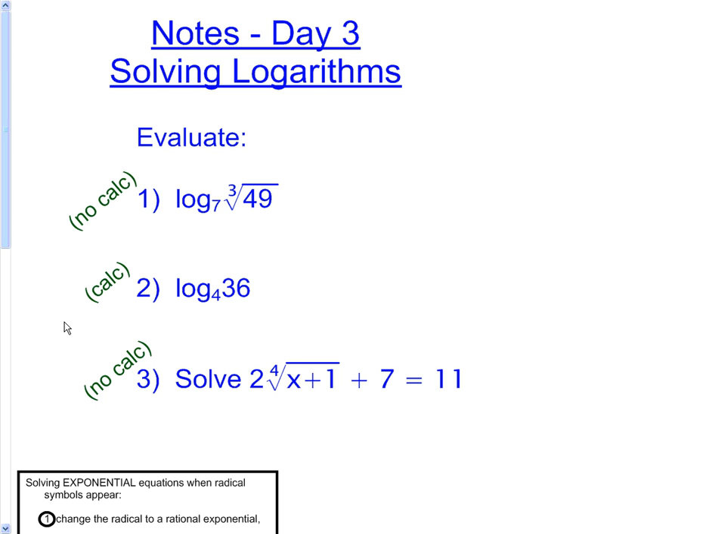Okay, so today we're solving log equations. This is just a little bit of practice I want you to try. I'll give you a few seconds while I pause.